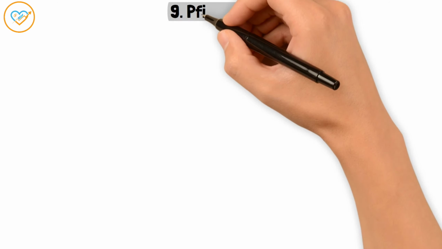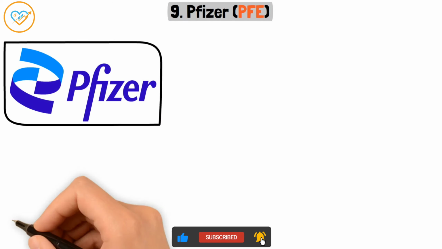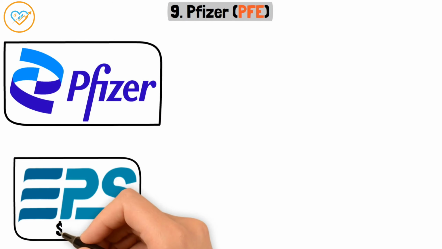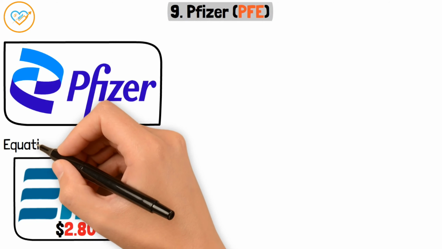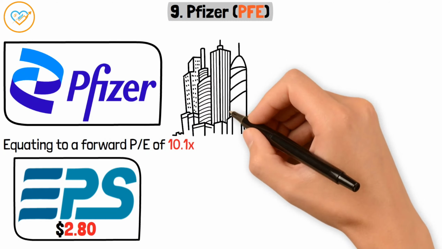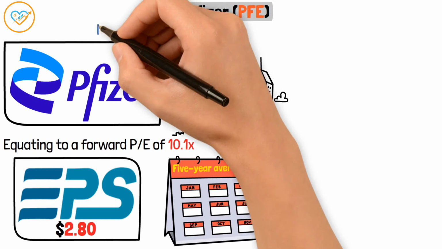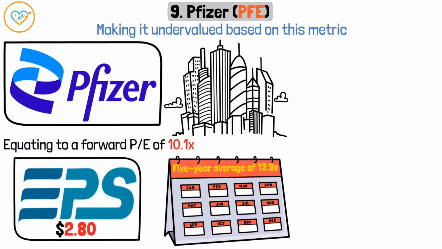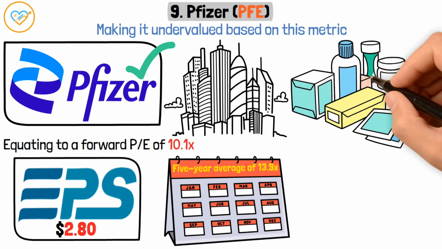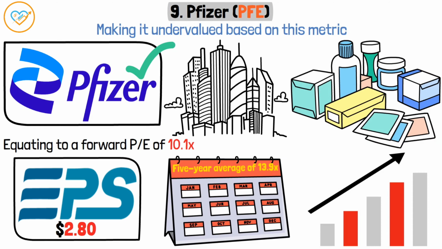Number 9. Pfizer, or PFE. For Pfizer, analysts expect an EPS of $2.80 next year, equating to a forward PE of 10.1x. This is well below the company's 5-year average of 13.9x, making it undervalued based on this metric. While Pfizer has struggled lately and needs to rejuvenate its drug pipeline, its current valuation presents potential for growth if it can find momentum.